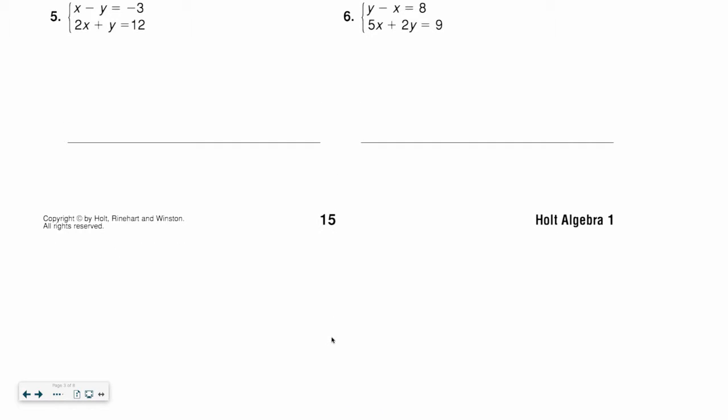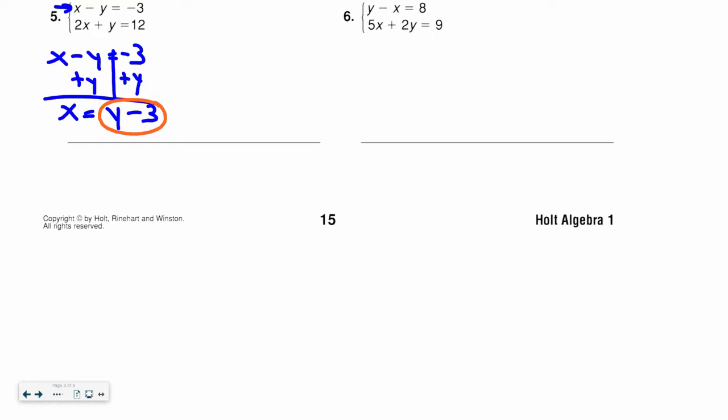So step 1 is to get a variable alone, okay? So get a y equals or an x equals. So what I'm going to do is I'm going to take this top equation, x minus y equals -3. What I can do is if I add y on both sides, I get x equals y minus 3. So the reason why I do that is now I can take this y minus 3 and plug it in for that x right there.